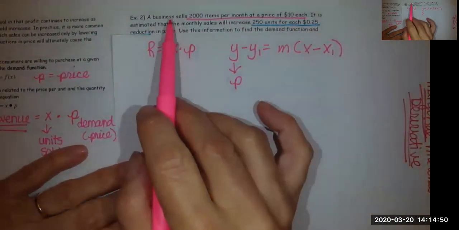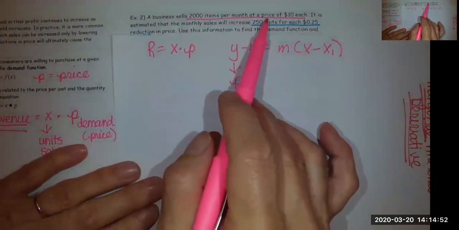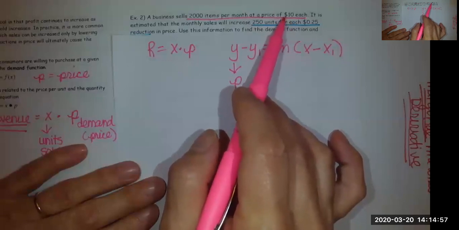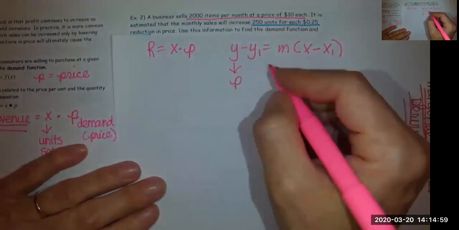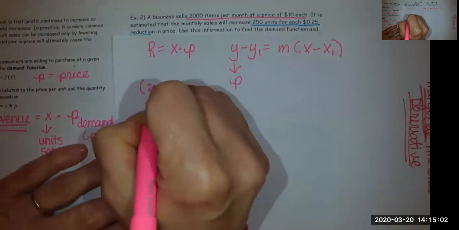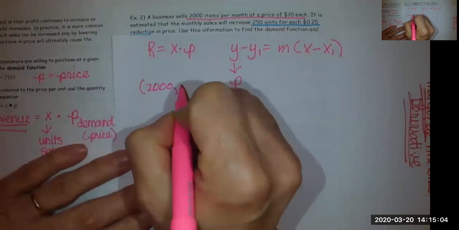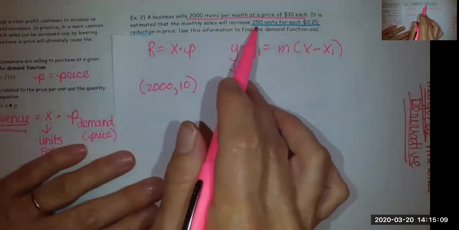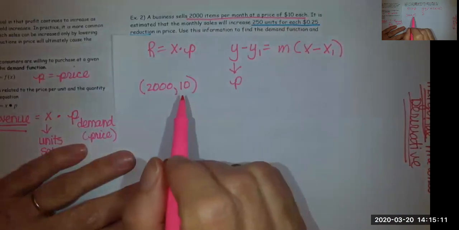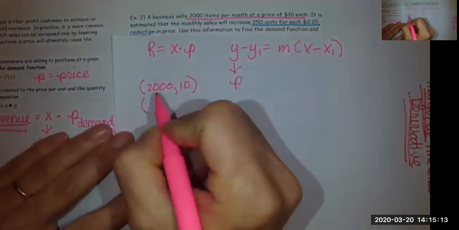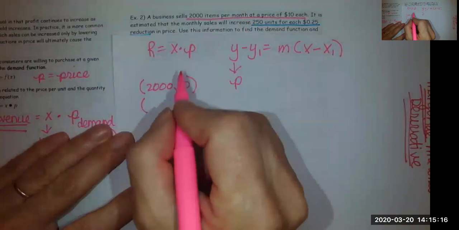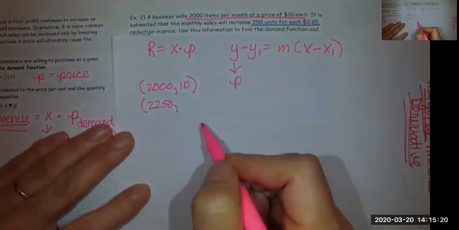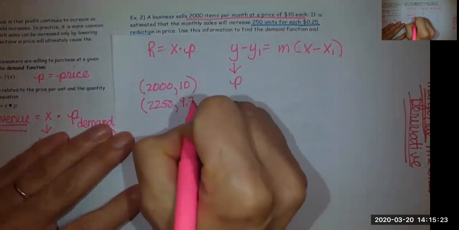So now if we read this, a business sells 2,000 items at a price of $10 each. I'm telling you that price is the p. That's easy to remember. y. So that's going to give us the point 2,000 items at a price of $10. It is estimated that the monthly sales will increase 250 units for each 25-cent reduction. So sales will increase by 250, so that brings this up to 2,250. If I bring the price down by a quarter, that brings this to 9.75.